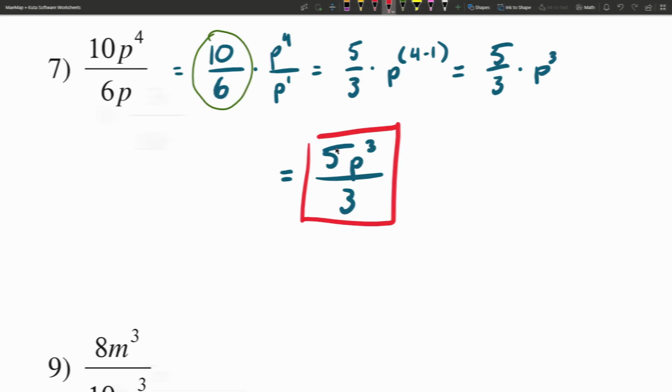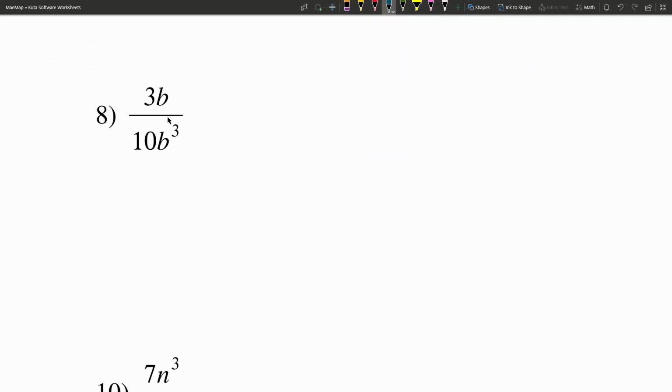Let's move on to number 8. Where do you think I'm going to still have b remaining? In my denominator, because I have more b's in my denominator than my numerator, so I know those are going to get canceled out. Because again, I have that same base of b. So we're going to have 3/10 times b over b cubed.